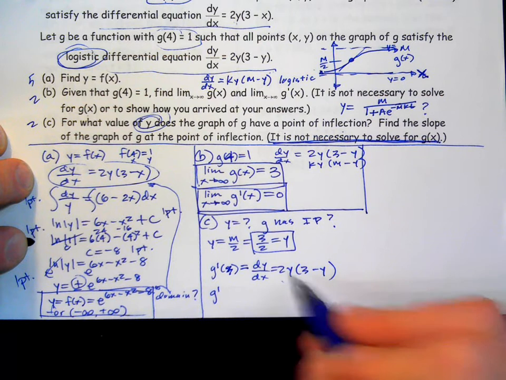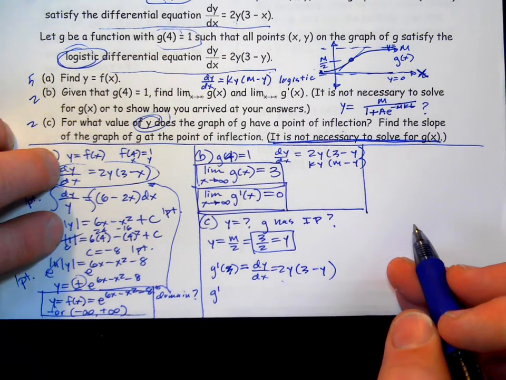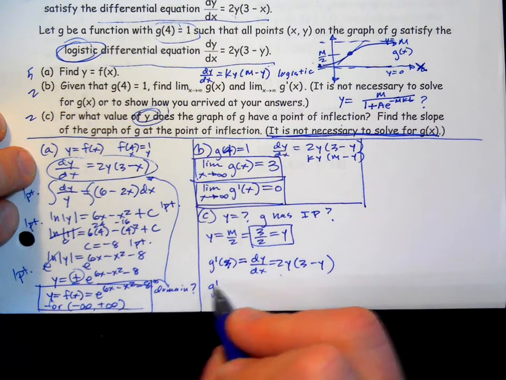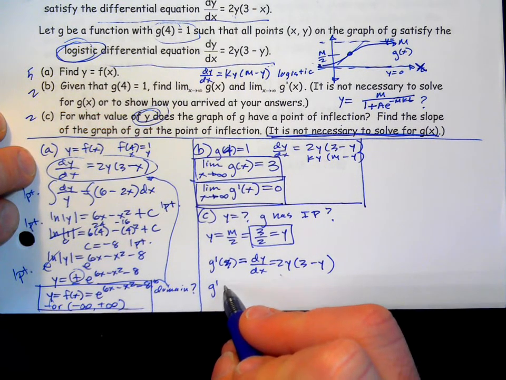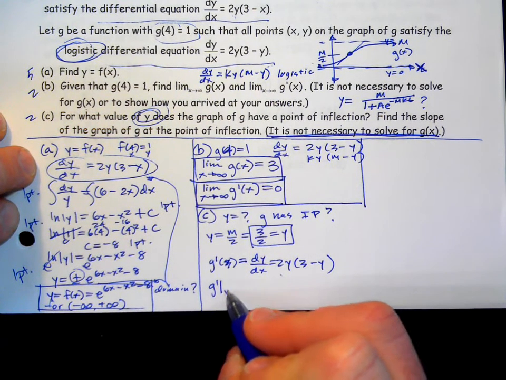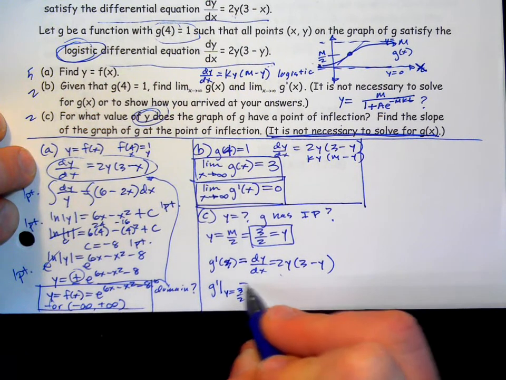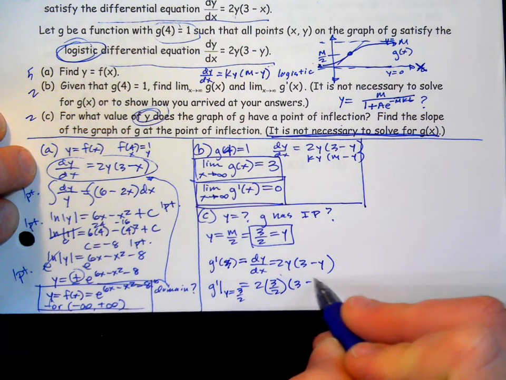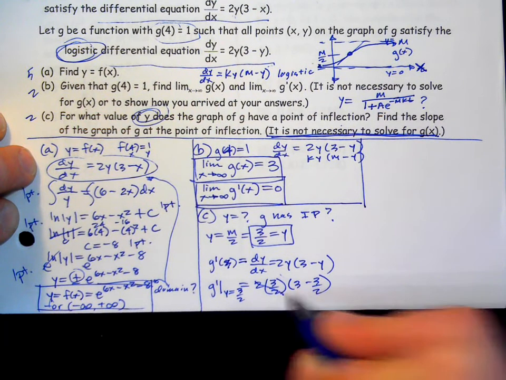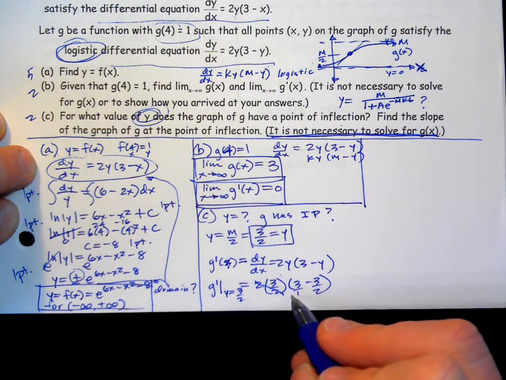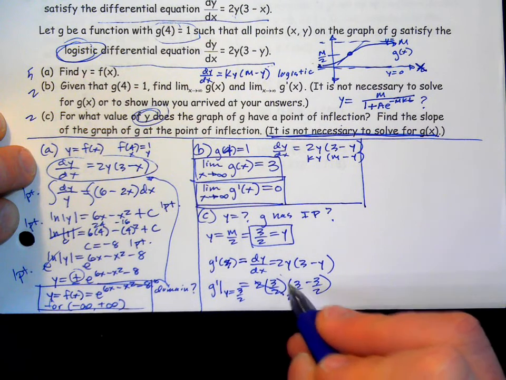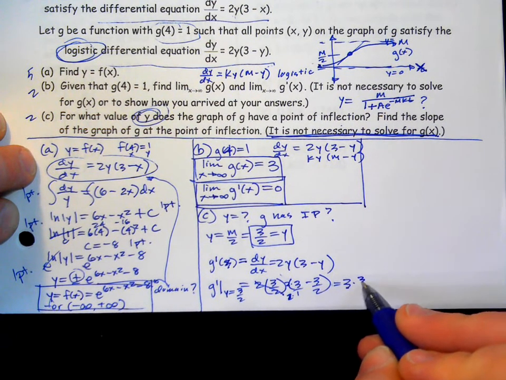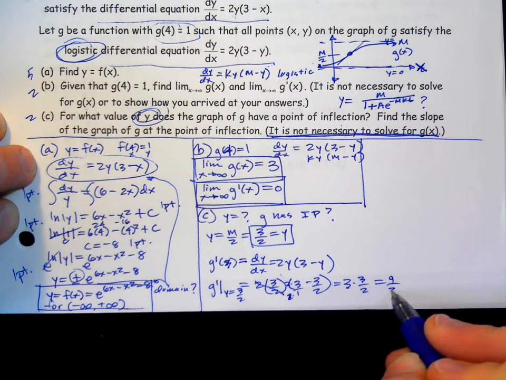It involves y values, which might normally be a challenge, but we know the y value. We just found it. So the slope of G when y equals 3 halves, you don't need to find the x. It's going to be 2 times 3 halves times (3 minus 3 halves). So that's going to be 3 times 3 halves, and so that's going to be 9 halves.